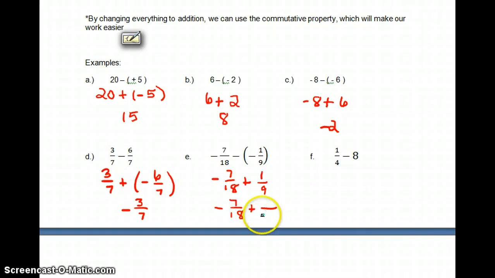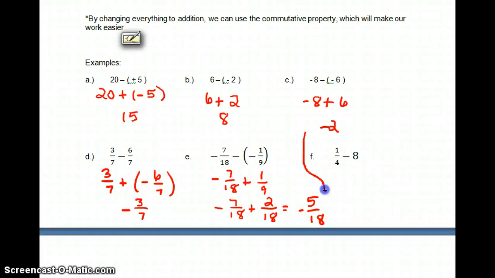The second fraction needs to have everything multiplied by 2, so it will become 2/18. We have a negative and a positive, so we should subtract. 7 minus 2 will give us 5/18. The 7 is bigger than the 2, therefore our answer will be negative 5/18.